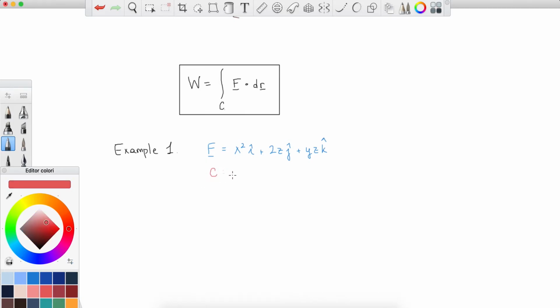and that particle moves in a path C. This path C is, say, a circle. It's going to be x squared plus y squared equals 1. Okay, so we have a force acting in 3 dimensions, and we want to find the work done by that force when it moves a particle along a circle in the xy plane.